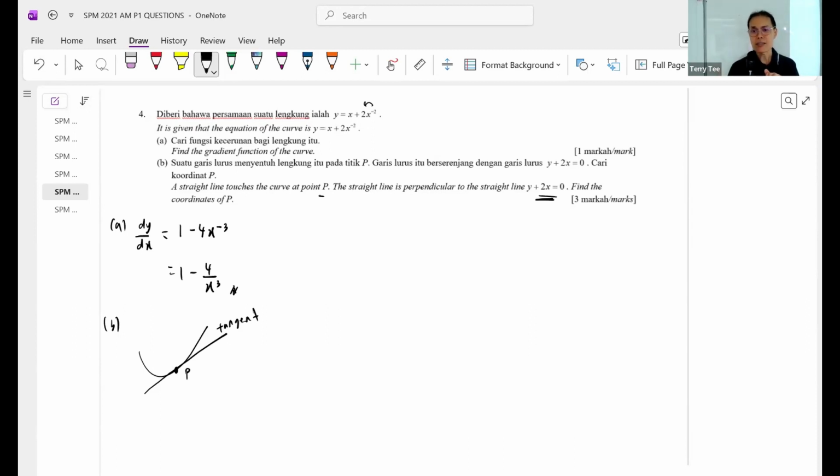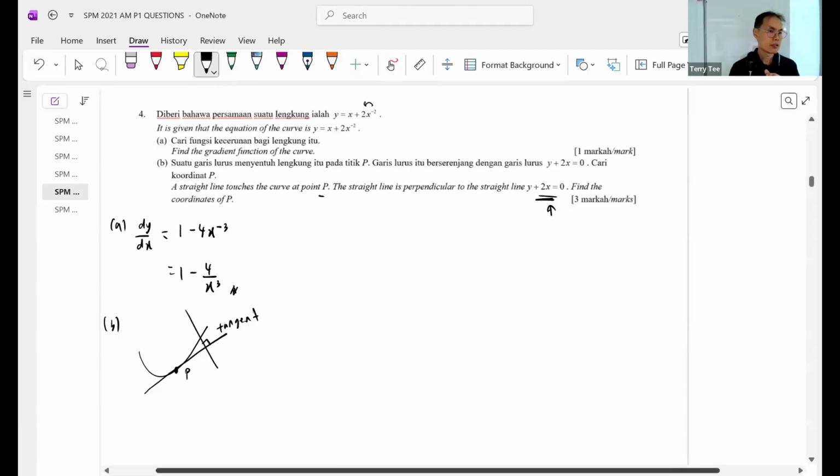So does that mean that this straight line is your normal? No. It can be here. It's still perpendicular. If it's normal, it must pass through exactly at P. This is a normal, but it's not a normal, right? It may not be a normal. So this line has an equation of y plus 2x equals 0.